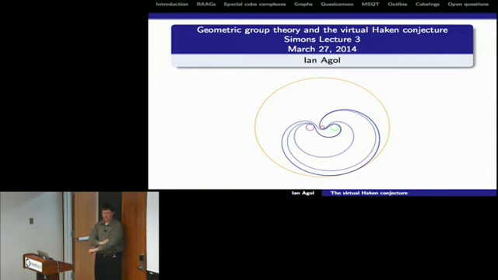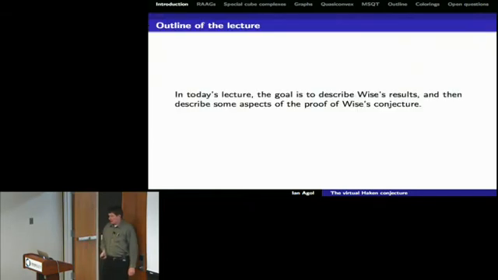Okay, thanks a lot. Thanks everyone for coming. Last lecture I didn't quite get to describing Wise's conjecture and his results. So the goal of this lecture is to first state Wise's conjecture and then describe some of the elements that go into the proof. That will be rather sketchy, and as Rob is saying, I'd be happy to explain any details that people are interested in afterwards.